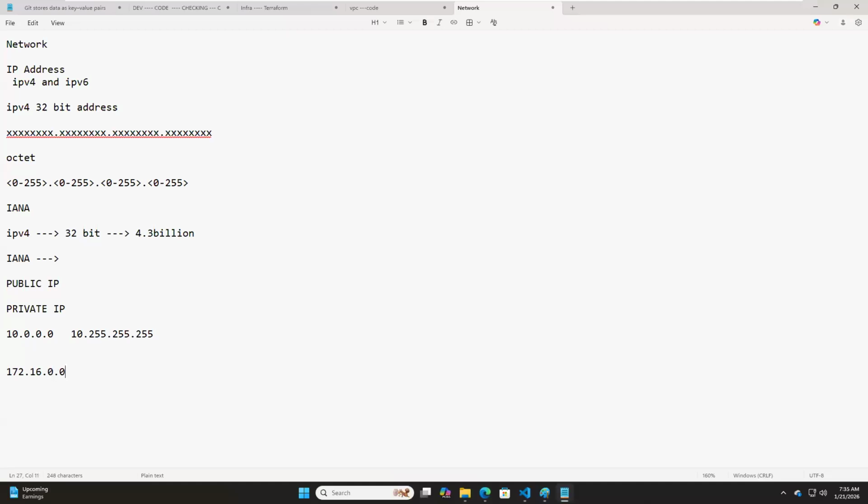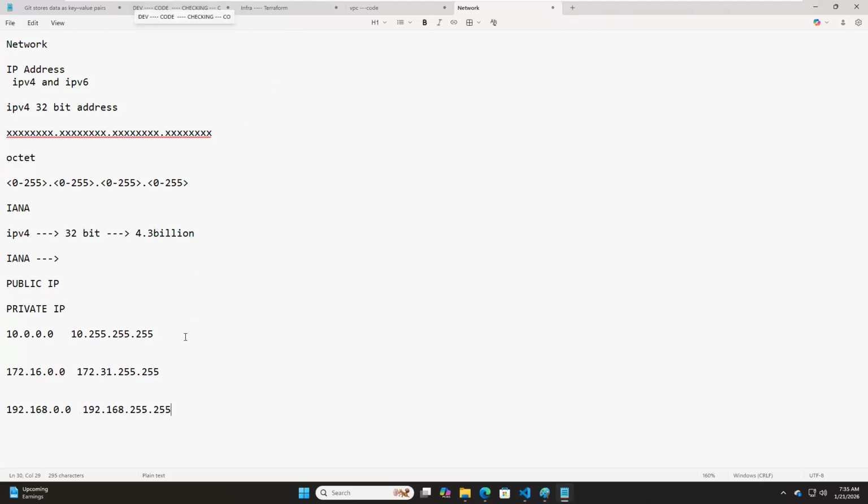The next one is 172.16.0.0 to 172.31.255.255, and the next one is 192.168.0.0 to 192.168.255.255. These are the three ranges of private IPs that you are having.